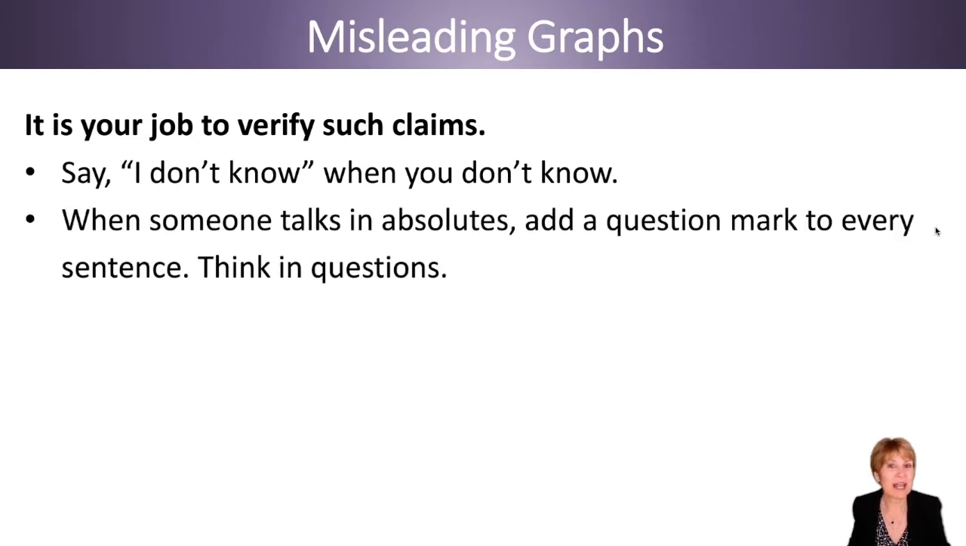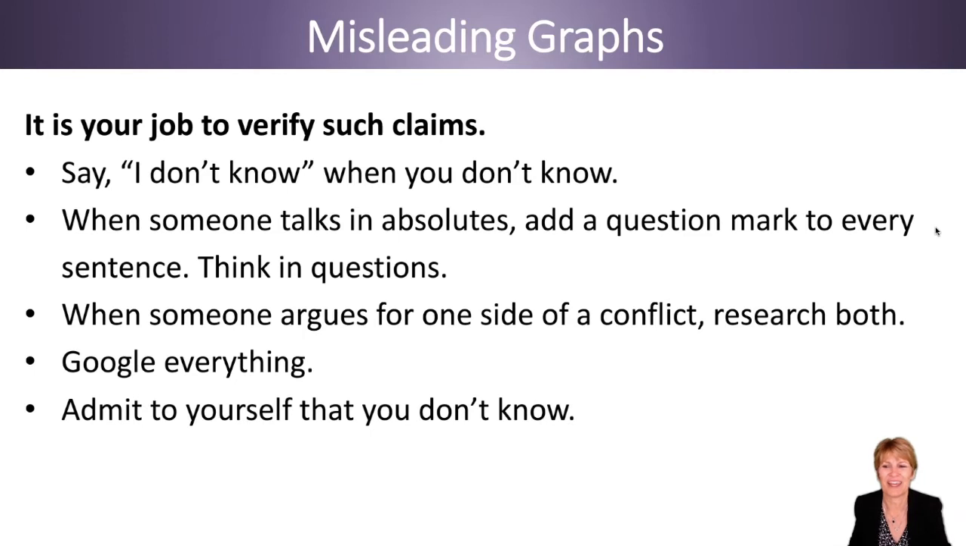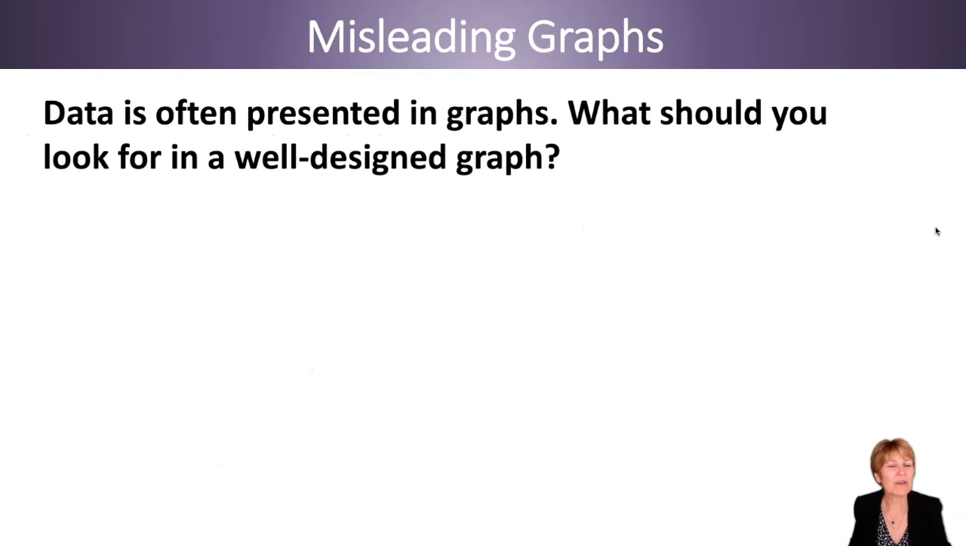When someone talks in absolutes, always, never, every time, add a question mark to every one of those sentences. Is that really true always? Has that never happened? When someone argues for one side of a conflict, research both sides. Educate yourself. Google everything. And make sure you're Googling respected sources. And admit to yourself that you may not know everything. Learn about your biases.